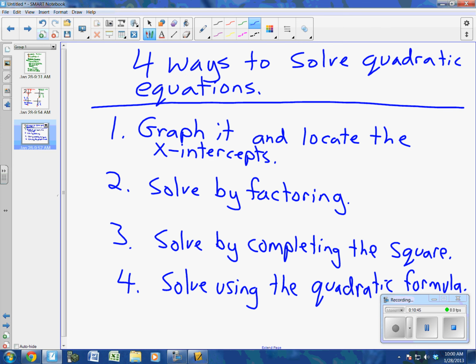No, we're not finding the vertex in this. There's a method we can use by completing the square, okay?